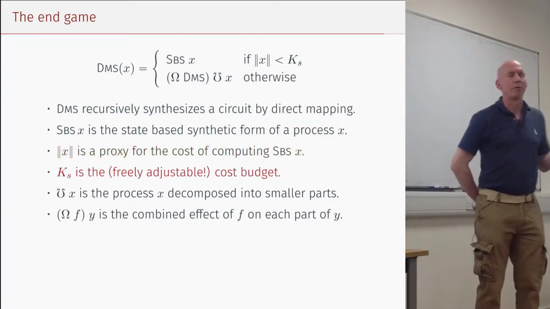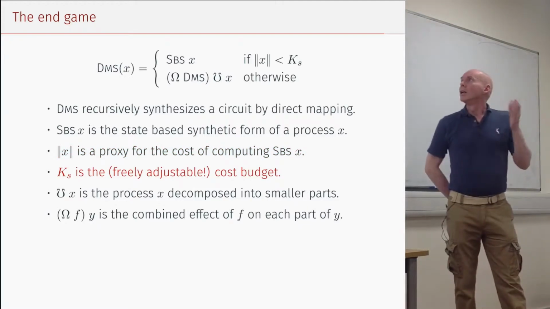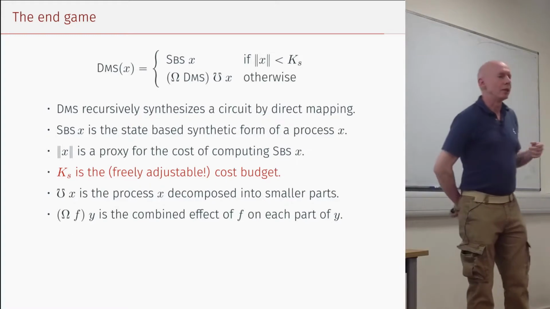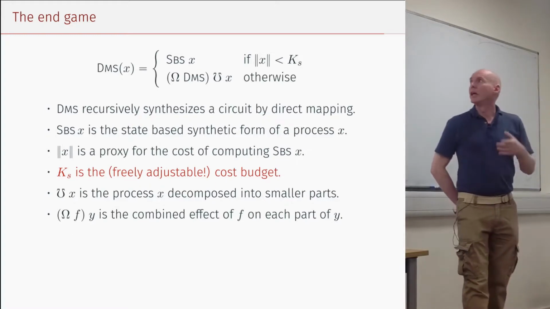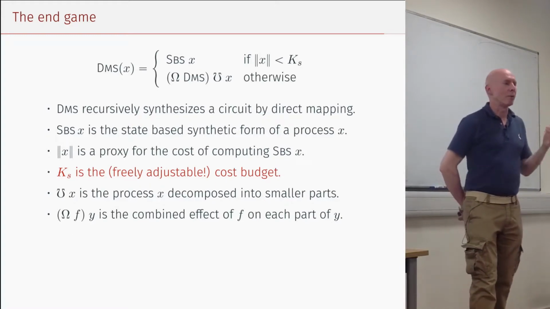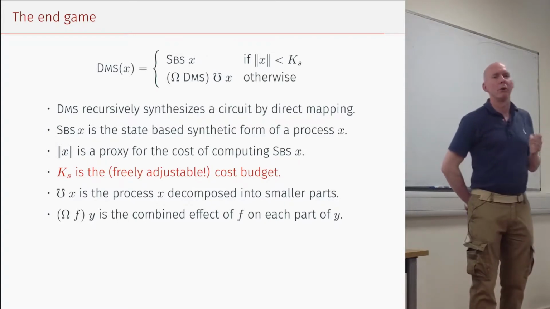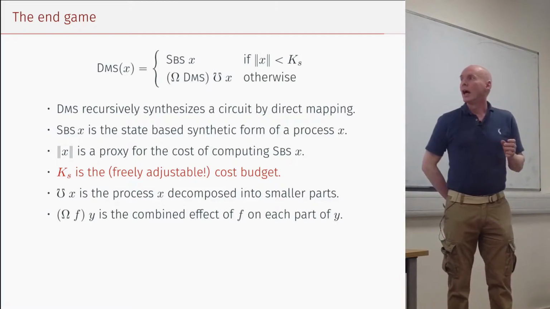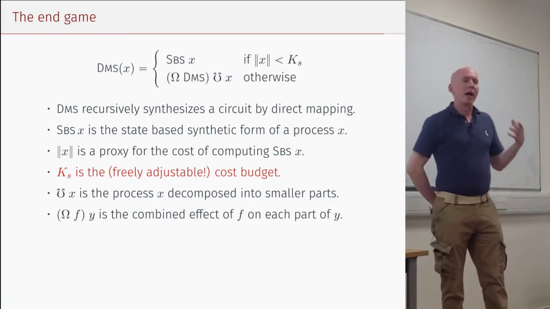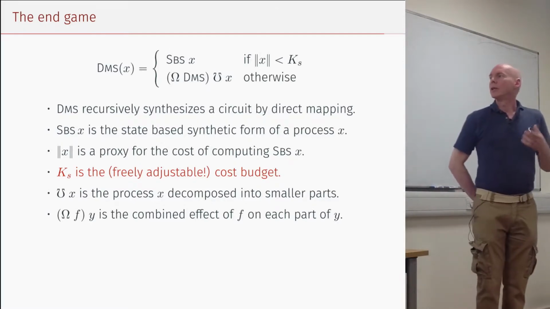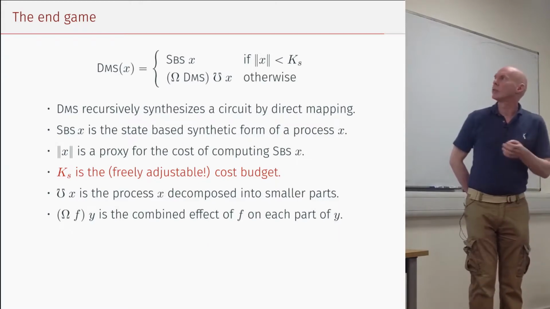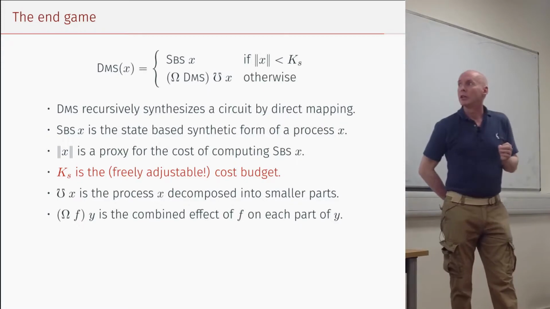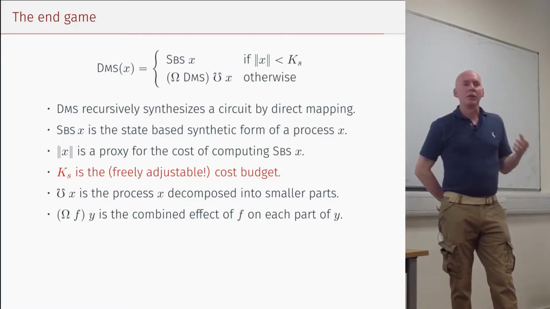So we set this cost budget. We don't want to bite off more than we can chew. We set this value ks. It can have any units we want, maybe time or money or memory. That is the maximum amount of resources we're willing to devote to any particular instance of state-based synthesis. And if our estimated cost for the state-based synthesis is less than that, we'll just go ahead and do the implementation by state-based synthesis. But if it's more than that, that is the interesting case.